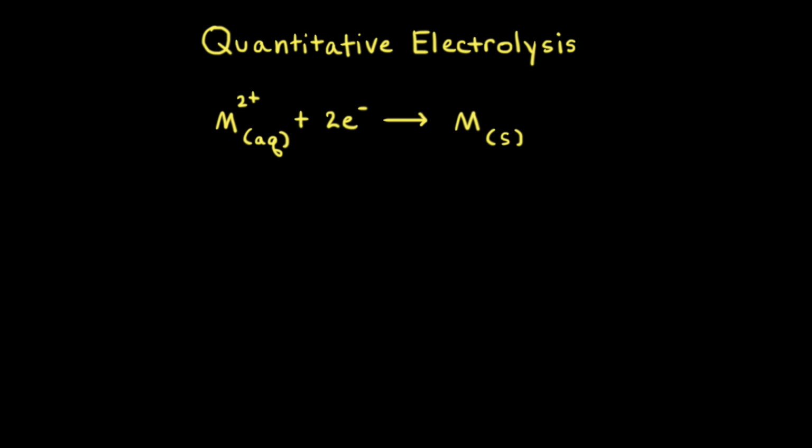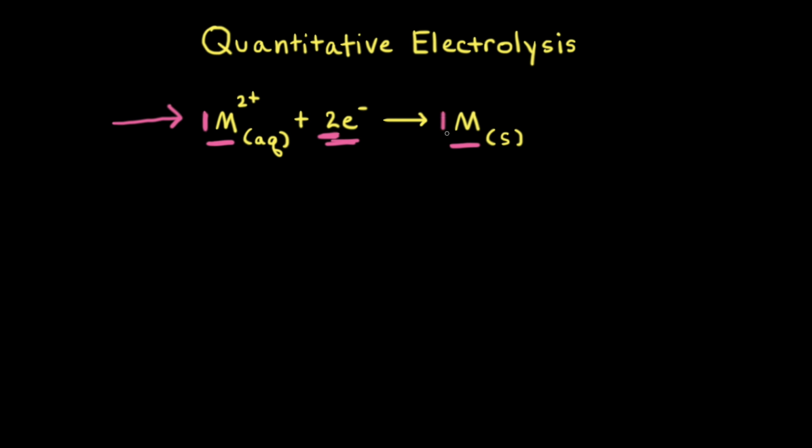We already know that in an electrolytic cell, current or movement of electrons is used to drive a redox reaction. And if we look at a generic reduction half reaction, the stoichiometry of the half reaction shows how many electrons are needed to reduce a generic metal ion. For example, if we say that our generic metal ion is M2+, it takes 2 electrons to turn M2+ into the solid metal.